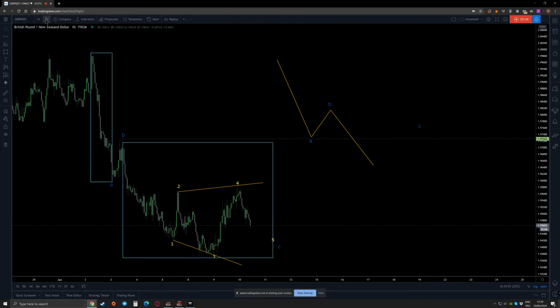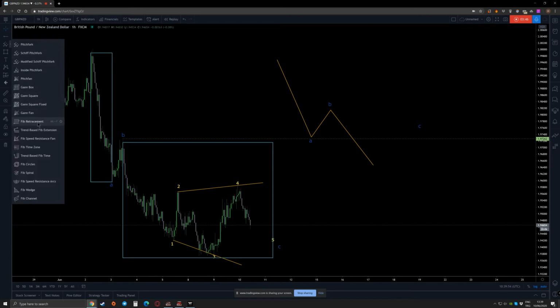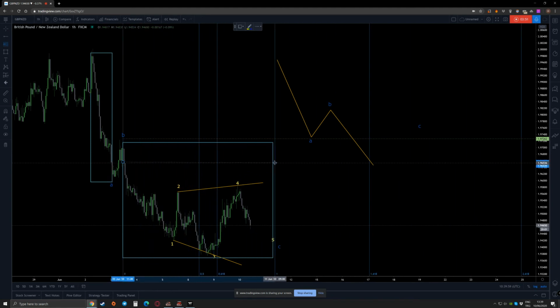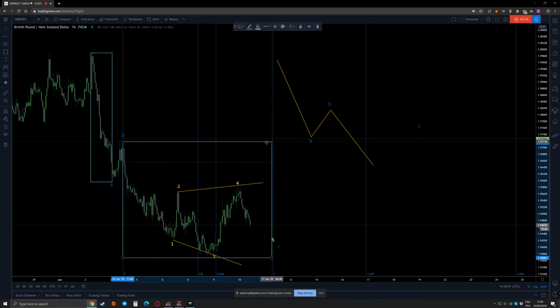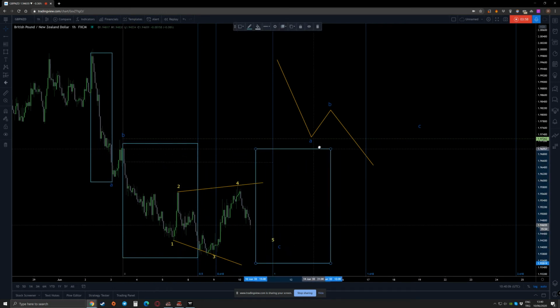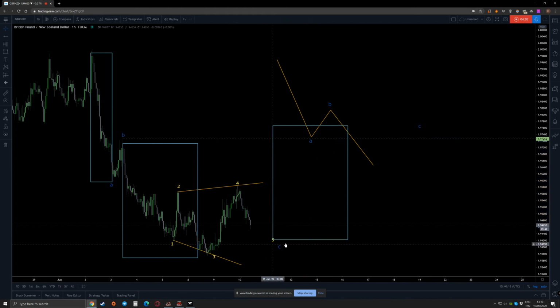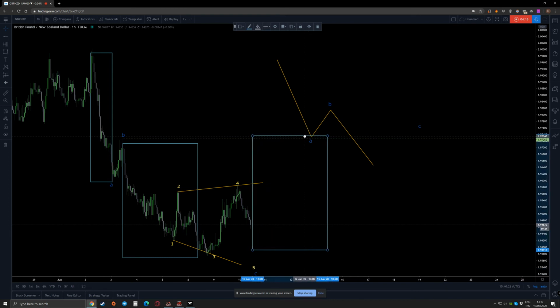If the fifth wave is done here, what we should do is simply go to our Fibonacci time zone, take the fifth wave and take 50% of it in time, and put it here. So when the fifth wave is done, it means the zigzag is done. Can the fifth wave end here? Of course it can. Then we will put our time here.